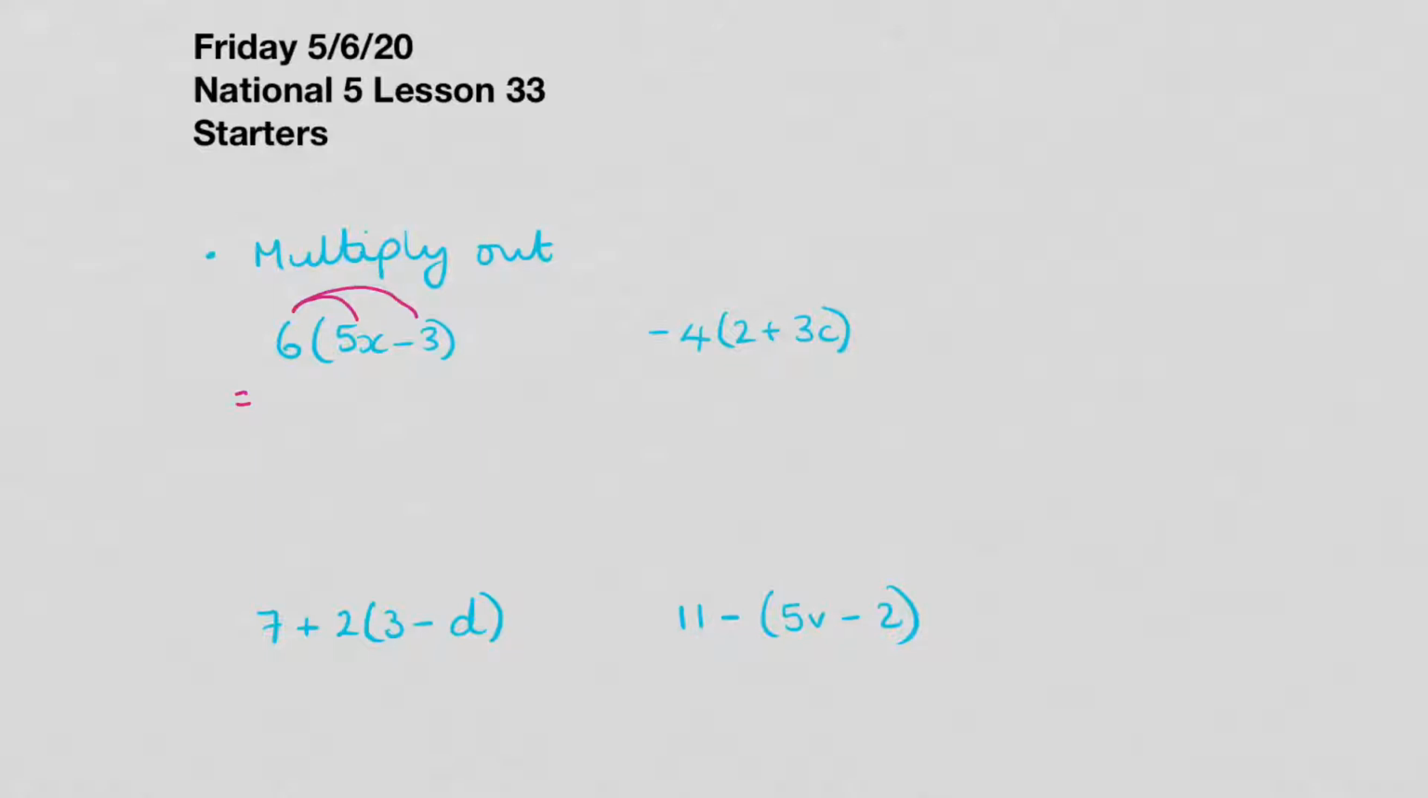So 6 times 5x is 30x, and 6 times negative 3 is negative, or minus, 18. Okay, so just be careful to look at signs. This one, we've got negative 4 times 2, so that'll give us a negative 8, because remember, when you multiply two things together and the signs don't match, the answer's negative. Then we've got negative 4 times positive 3c, so that will give us negative 12c.